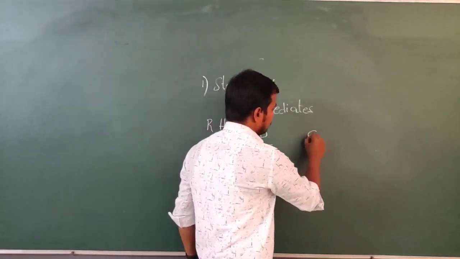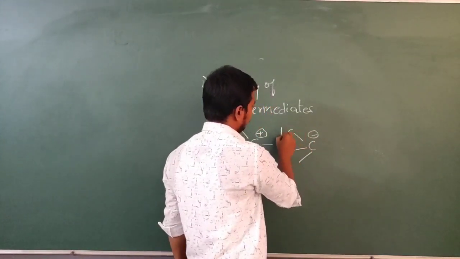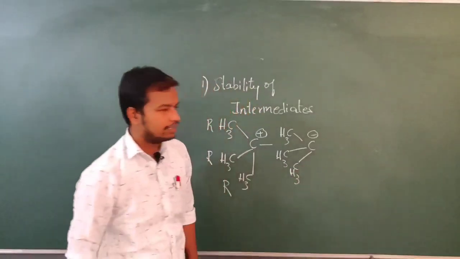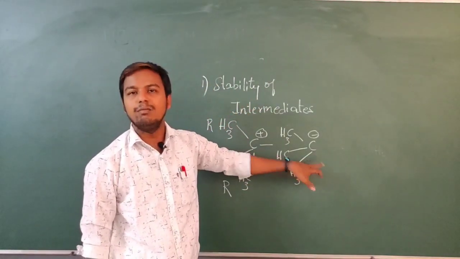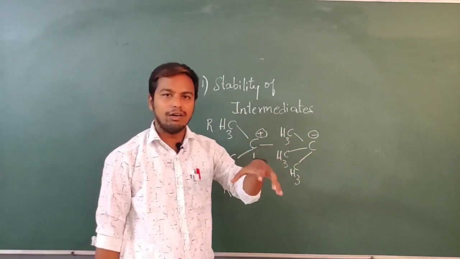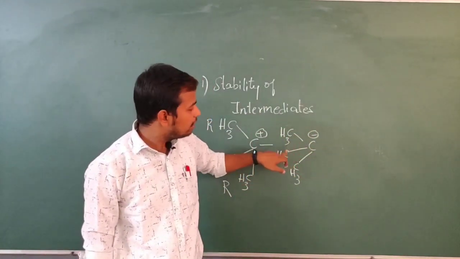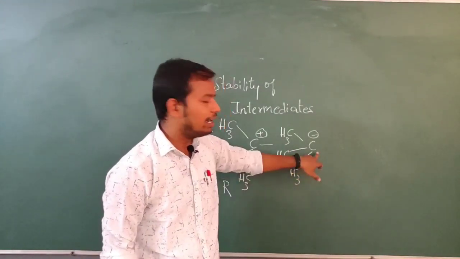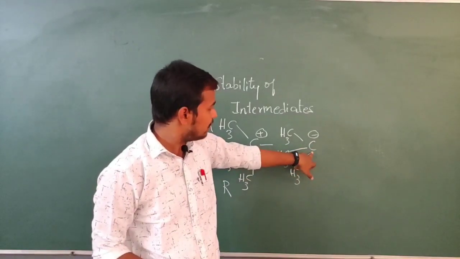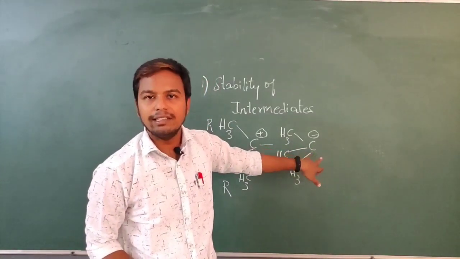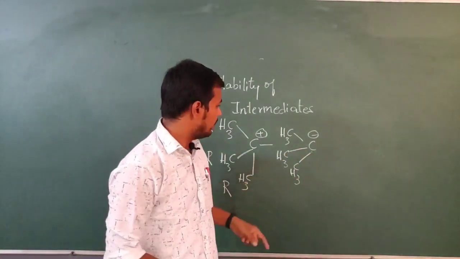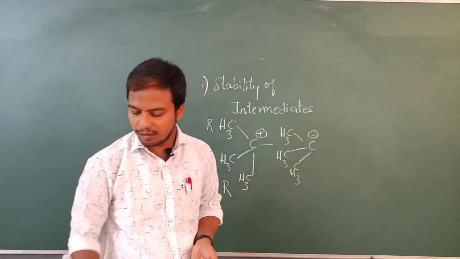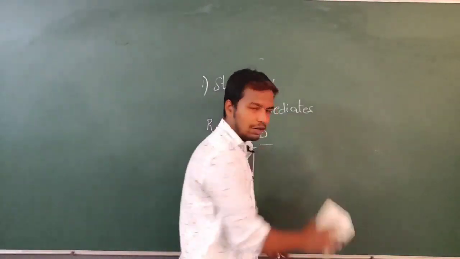So let's take the carbanion. Same tertiary carbanion, if we consider, is it stable? No, right? Why? Because this carbanion already has more electron density. Still these alkyl groups are donating, due to which the electron density on this carbanion increases. That makes this species more unstable. So if in place of electron donating groups we replace with electron withdrawing groups, what will happen? Let's see.